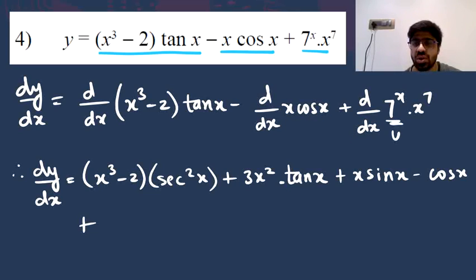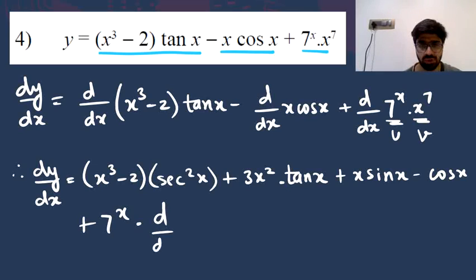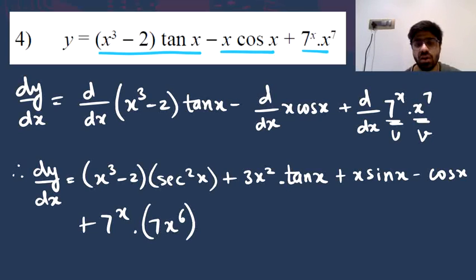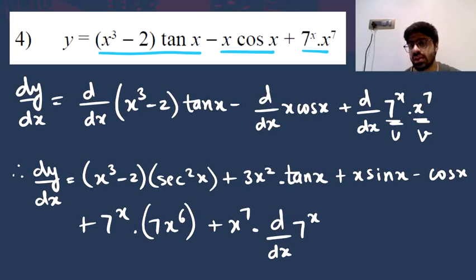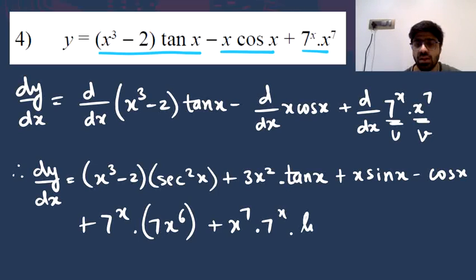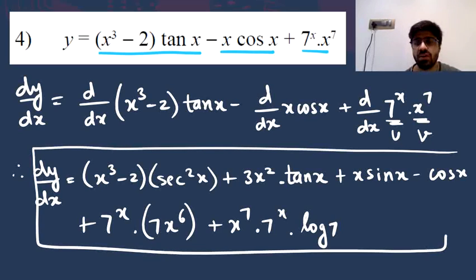So consider this as u, consider this as v. So we have u into the derivative of v. Derivative of x power 7, that will be 7 into x power 6, plus we have v, that is x power 7, into the derivative, that is d by dx of 7 power x. D by dx of 7 power x, that will be 7 power x into log 7, and yes, this is what is the final value of dy by dx for the fourth question.